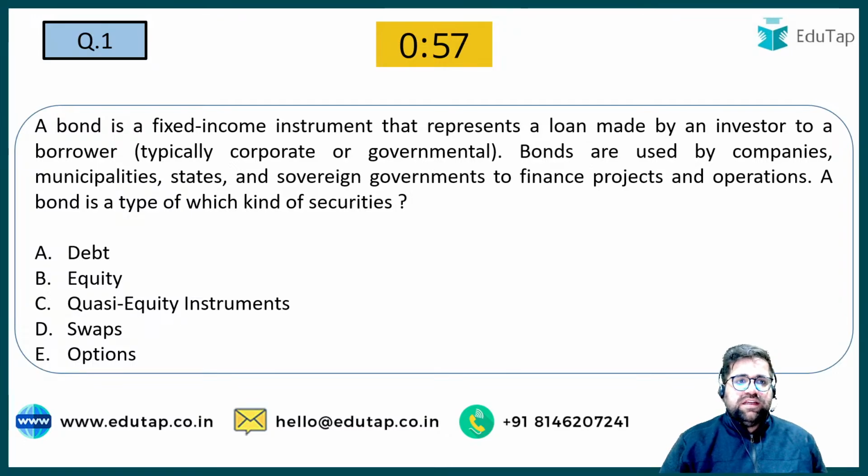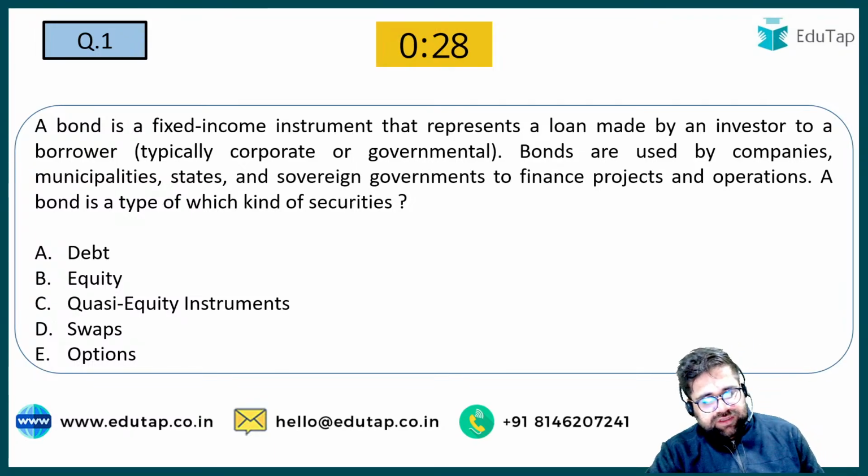The question says a bond is a fixed income instrument that represents a loan made by the investor to a borrower, typically a corporate or a government. Bonds are used by companies, municipalities, states, and sovereign governments to finance projects and operations. A bond is a type of which kind of security? Is bond a debt security? Is it an equity security? Is it a quasi-equity instrument? Is it a swap, or is it an option? So what are your answers? Please let me know in the chat box.